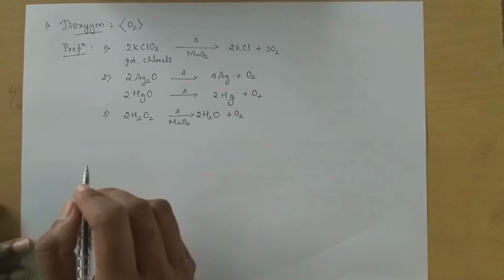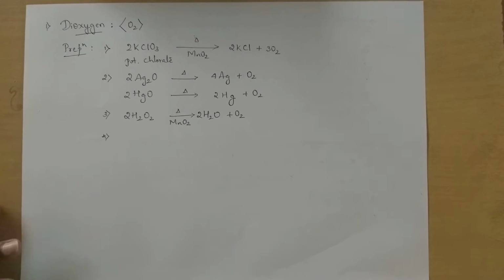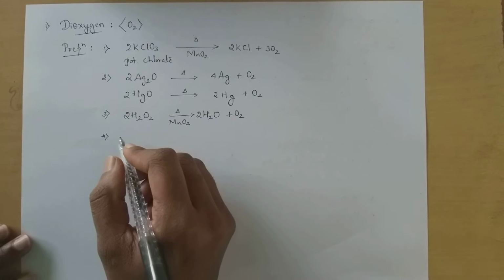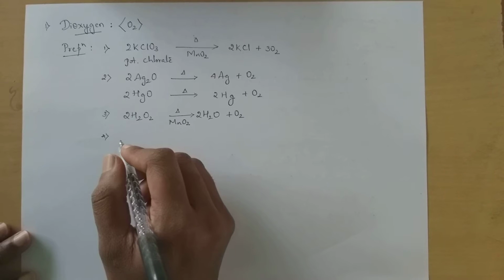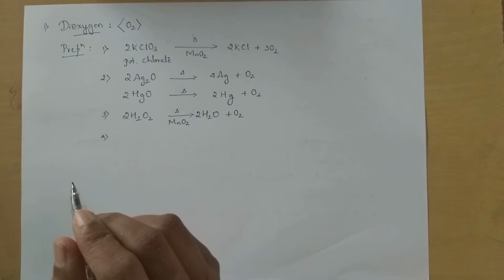Under the commercial method, meaning the bulk or industrial method, we are going to liquefy the air. As you already know, air contains oxygen; air is nothing but a mixture of gases. So we do a liquefaction process where carbon dioxide and moisture are removed, followed by fractional distillation. At 77 Kelvin one gas gets removed.